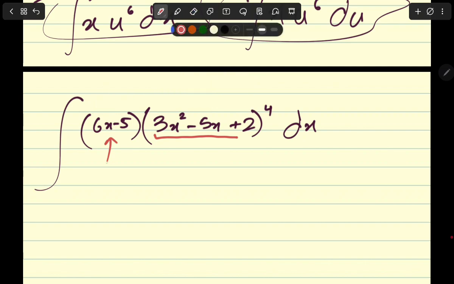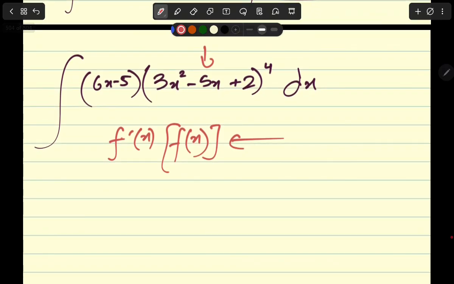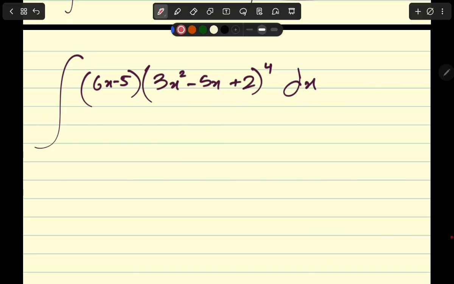So what you're going to do is you will say that, okay, this function, let's say this is f of x, and right here is f prime of x, and this is some power 4. So you will say that this is a classical chain rule example. So we are just going to undo that. So how do you do that?